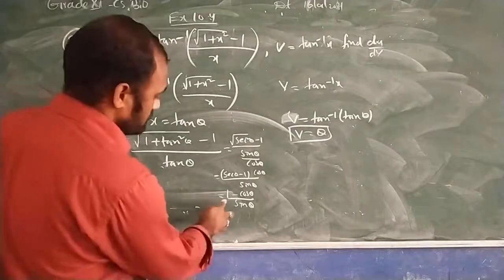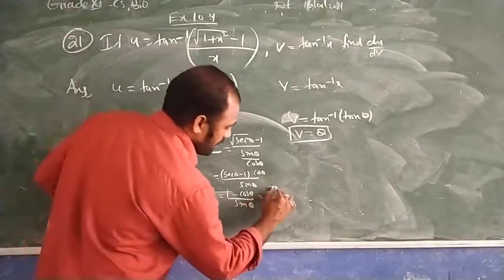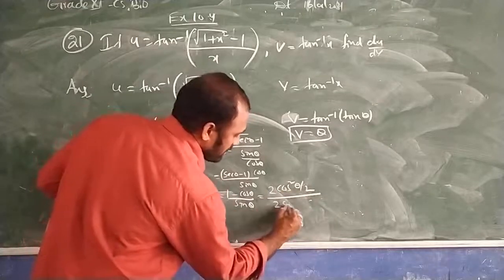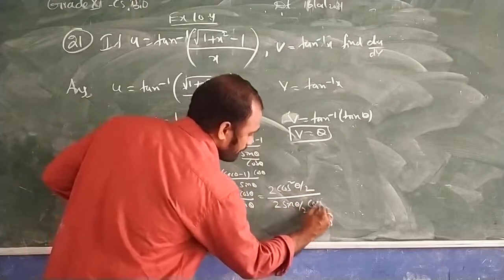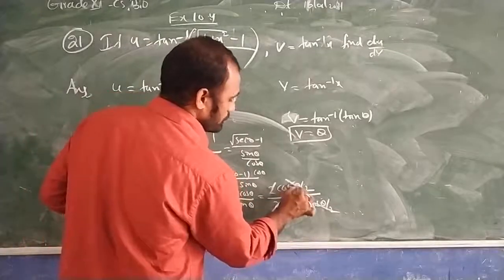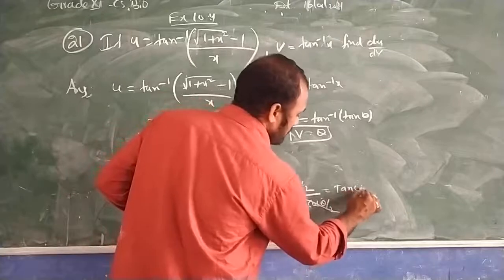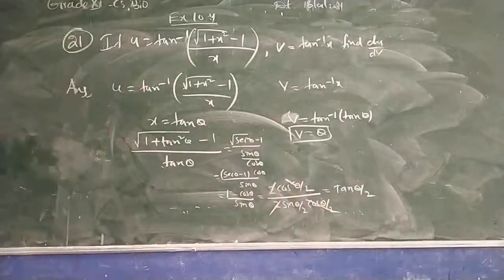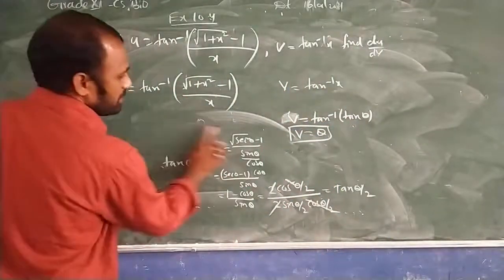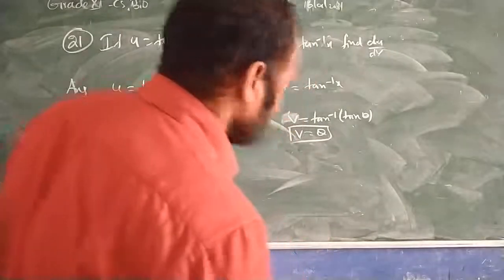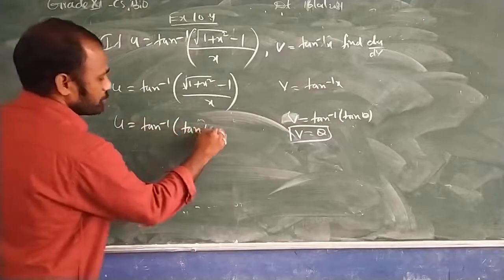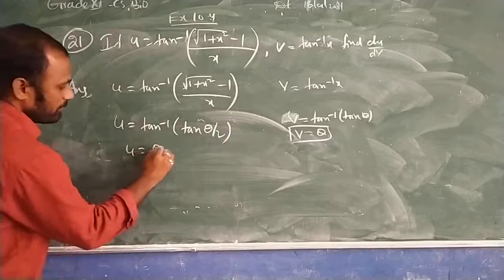I got the answer 1 minus cos theta by sin theta. So 1 minus cos theta can be written as 2 sin square theta by 2, divided by 2 sin theta by 2 cos theta by 2. So 2 gets cancelled, sin theta by 2 gets cancelled, so I am left with tan theta by 2. Now I can replace this, so u is equal to tan inverse of tan theta by 2. So u will be theta by 2.